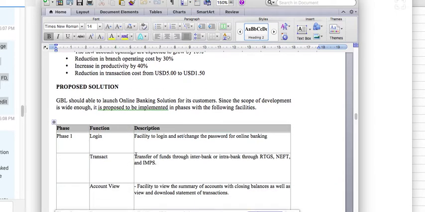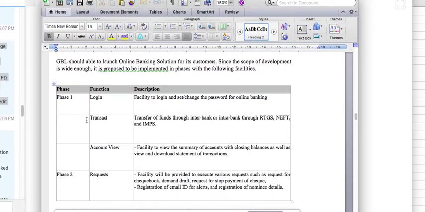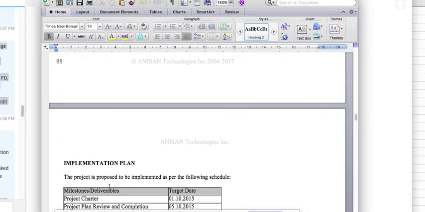Now in the proposed solution, this is how we have mentioned it here. Phase 1 functionalities are login functionality, transact functionality, and account view or statement functionality. Also, the customer can request a checkbook, demand draft and stop payment, like that. So that is also a functionality. So phase 1 has these 3 functionalities, and phase 2 has 1 functionality. Okay, so this is what it is.